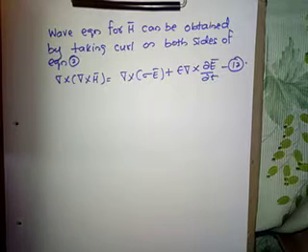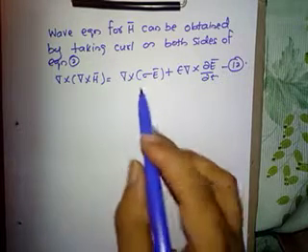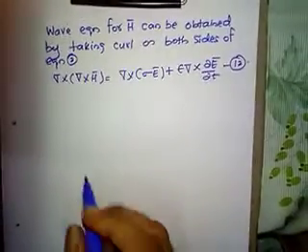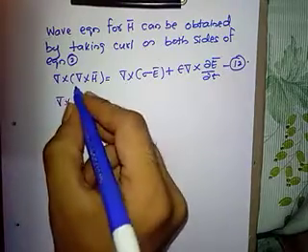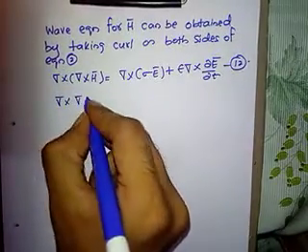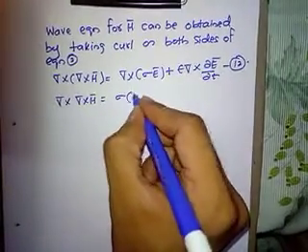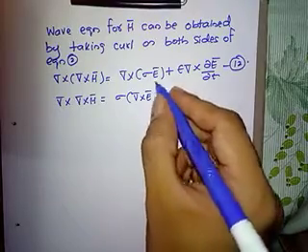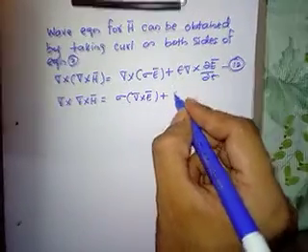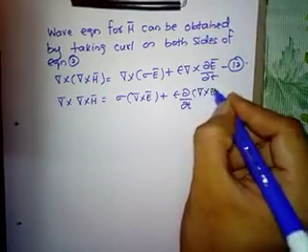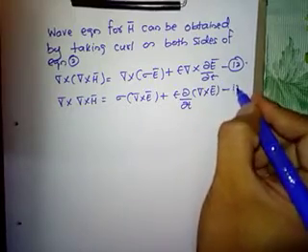As the del operator and dou by dou t commute, we can take del inside. Because sigma and epsilon are scalar quantities, del operator comes inside, and we get del cross H bar equal to sigma del cross E bar plus epsilon dou by dou t of del cross E bar. This is equation 13.